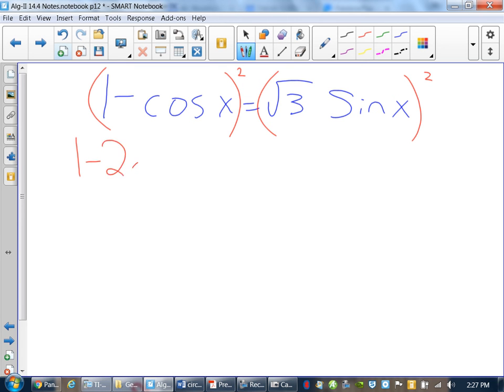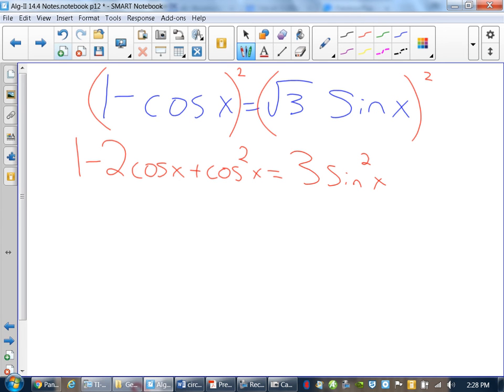1 minus 2 cosine x plus cosine squared x equals. The other side I don't have to FOIL because it's just a number in front of sine of x. If I square it, you get 3 sine squared.